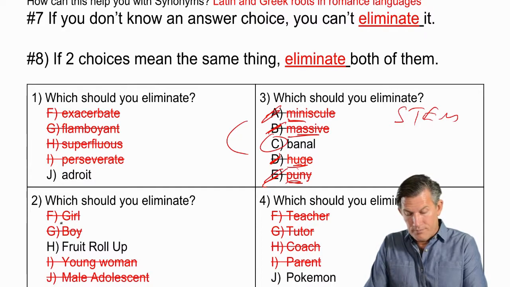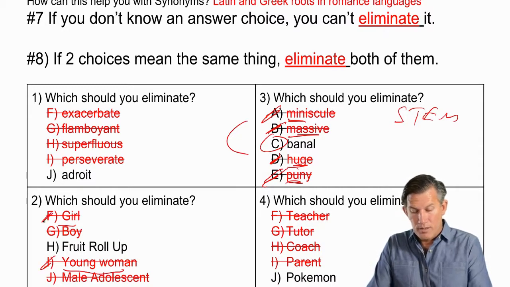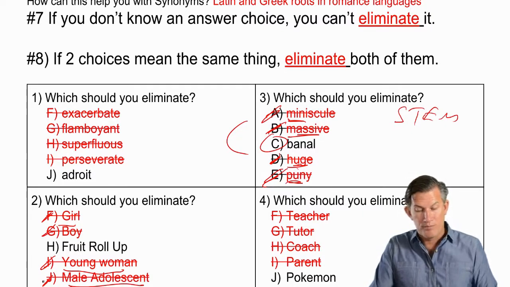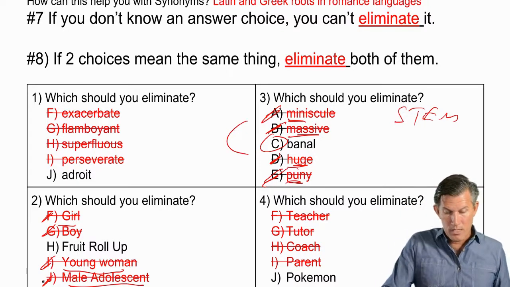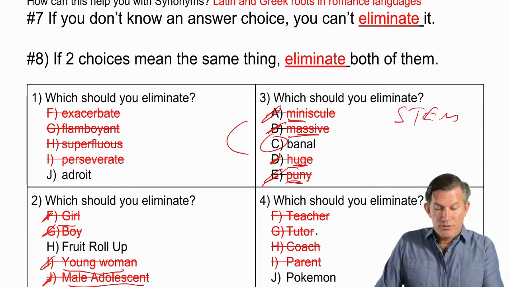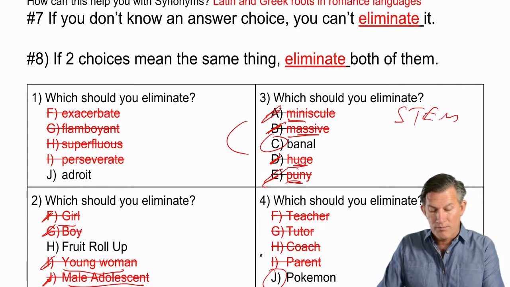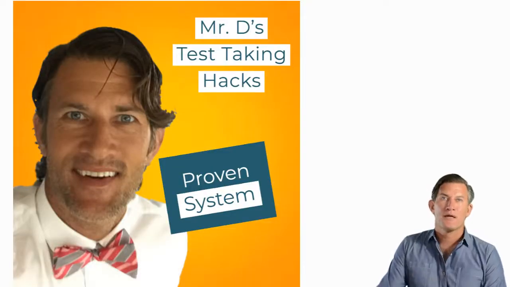A girl is the same thing as a young woman, so you can eliminate them both, okay? A male adolescent is a boy, so you can eliminate them both, okay? And fruit roll-up, that's maybe a new gender, who knows? Okay, which one should you eliminate? Teacher and tutor sort of mean the same thing, as does coach and parent. So you would go with Pokemon, even though J is never going to be there, all right?